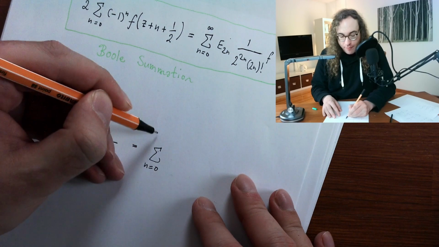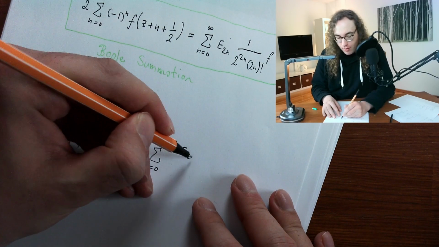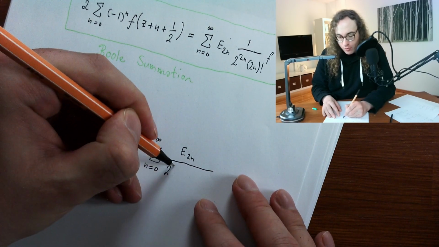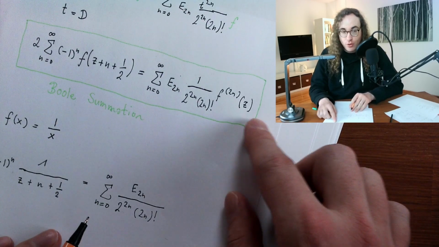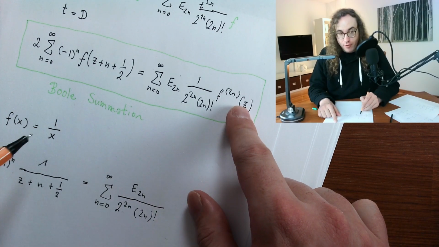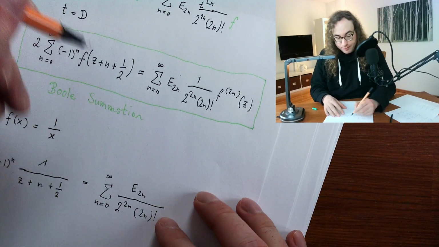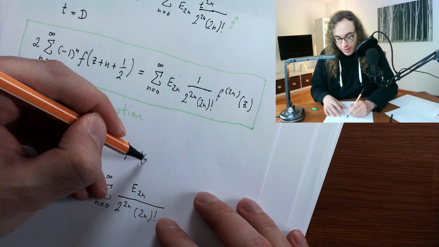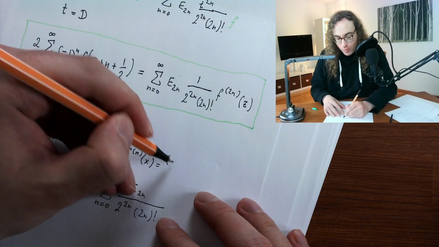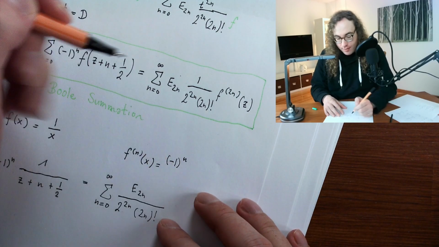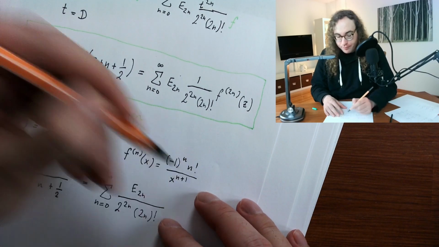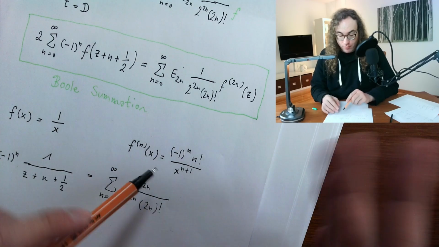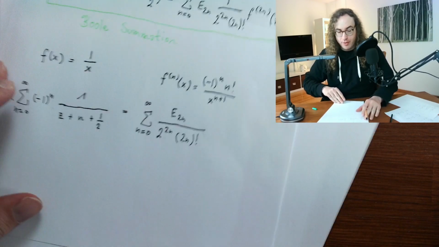So this is the sum from 0 to infinity of the Euler number E_n divided by 2 to the 2n factorial times, okay. And now I need to know what the 2nth derivative of this function is. But this is not so hard. The nth derivative of this function, this is minus 1 to the n times n factorial divided by x to the n plus 1. To prove this is just induction, but I can show you why.